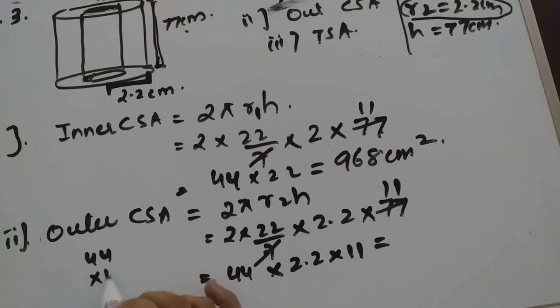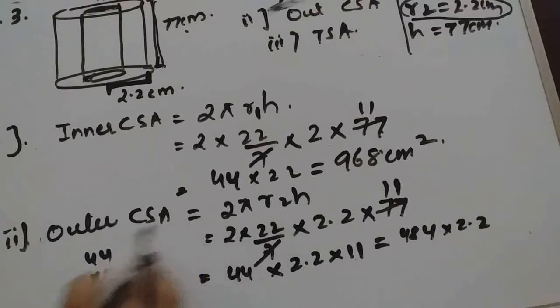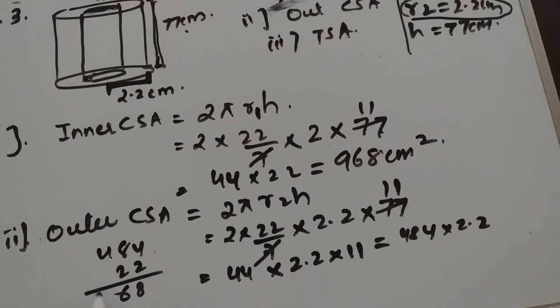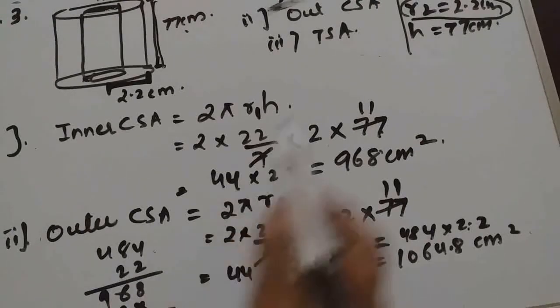44 into 11 we can do, 484 we will get, then 2.2. Okay, so 484 into 2.2 will give 10648 centimeter square. But after how many digit decimal is there? 1 digit. So we'll put 1 digit. So it will be 1064.8.